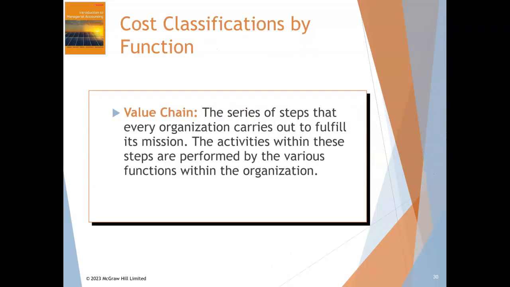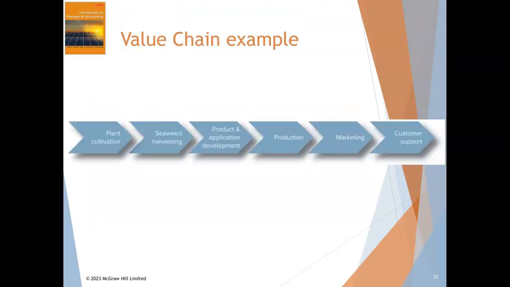Cost classifications by function. Value chain. The series of steps that every organization carries out to fulfill its mission. The activities within these steps are performed by the various functions within the organization. Value chain example: plant cultivation, seaweed harvesting, product and application development, production, marketing, customer support.